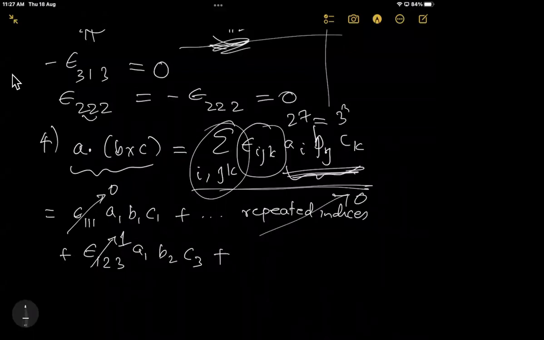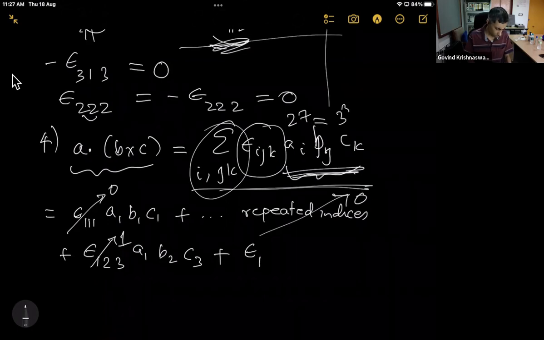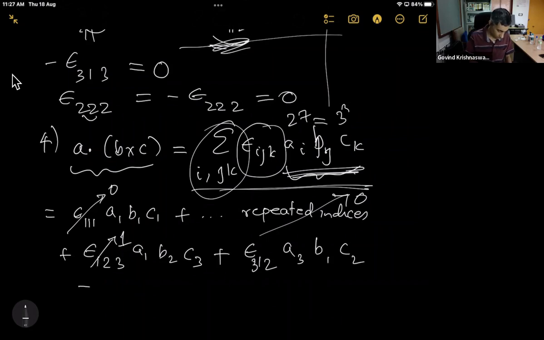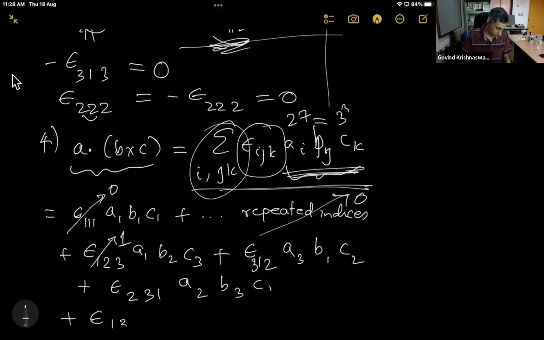6, indeed. We got only 6 terms, 3 of which are even permutations, and 3 of which are odd. So we can write those 6 terms. Let me go to cyclic permutation 3, 1, 2: A3, B1, C2. Then I will get epsilon 2, 3, 1, A2, B3, C1, and then finally 3 more which come the other way. So I can start with 1, 3, 2, A1, B3, C2.